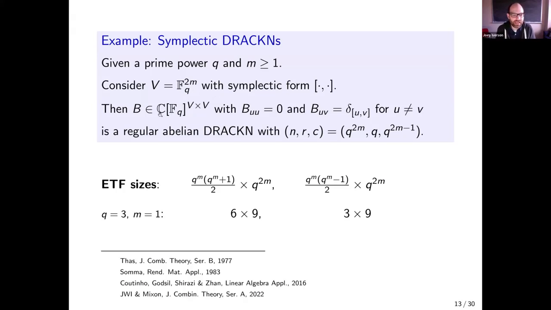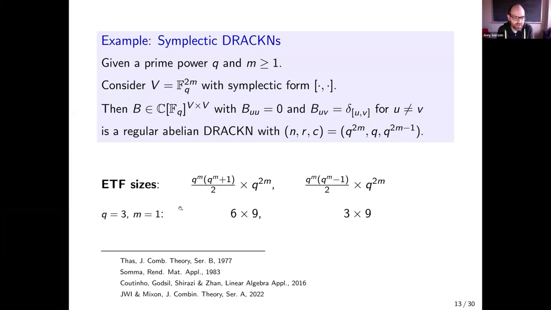So the DRACKN, in the terms I've given it, its vertices will be really this entire vector space. On the diagonal, of course, I have to have zeros, but off the diagonal, the UV entry will just be: apply the symplectic form to U and V, and that gives you an element of Fq. So Fq under addition is my underlying abelian group. This is a regular abelian DRACKN with these particular parameters. So you can apply the machinery from the previous slide, and you can get ETFs.